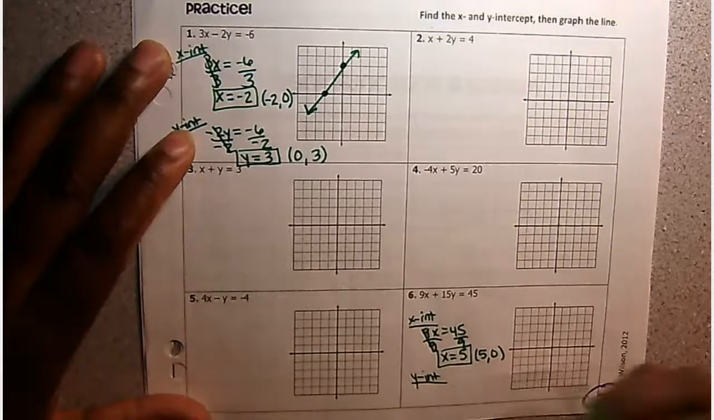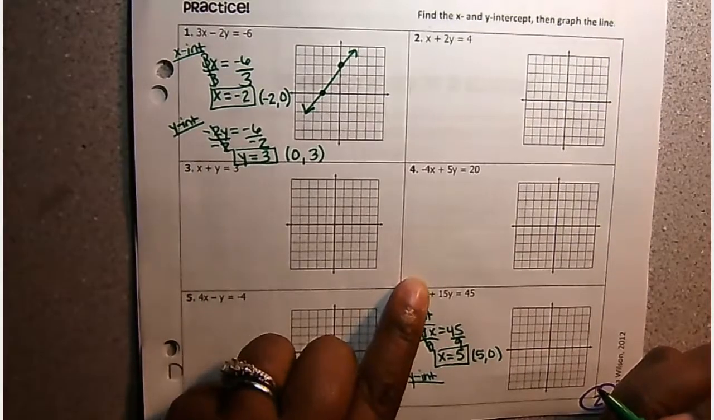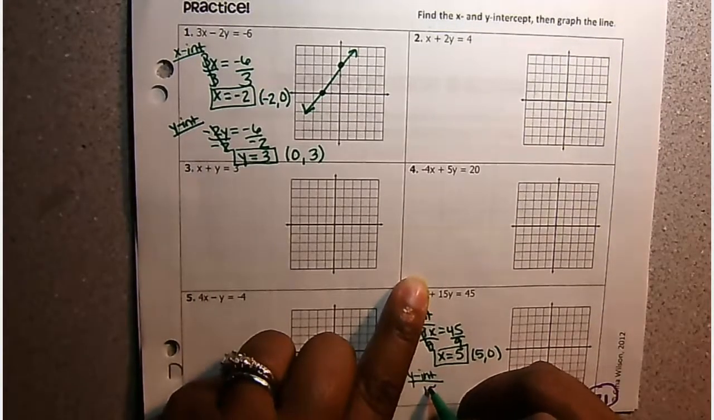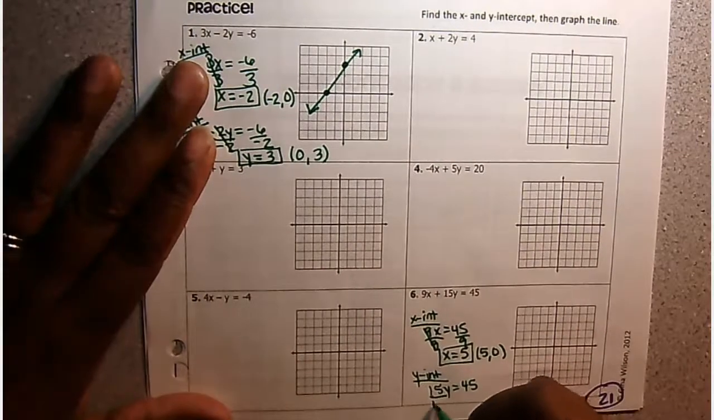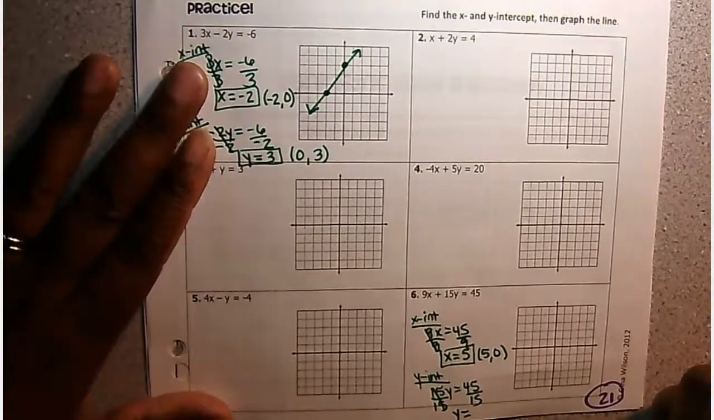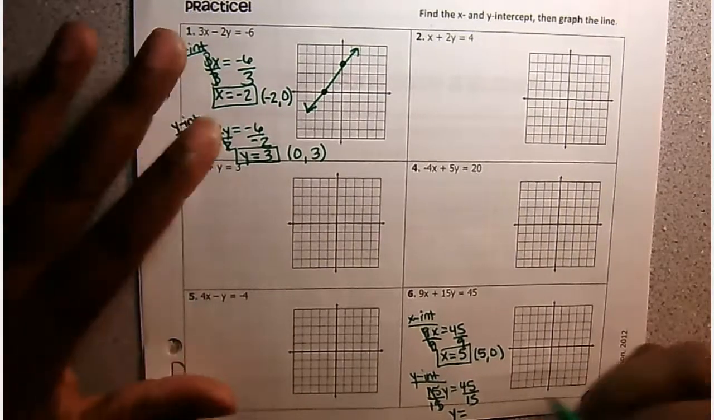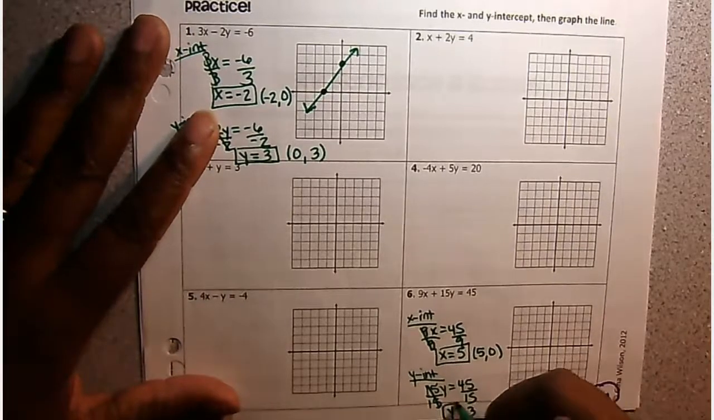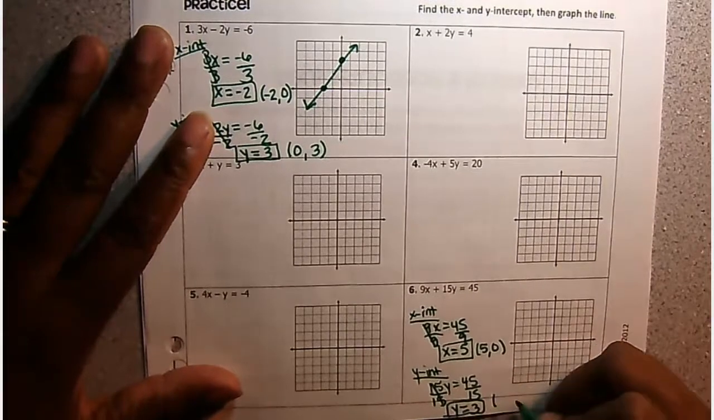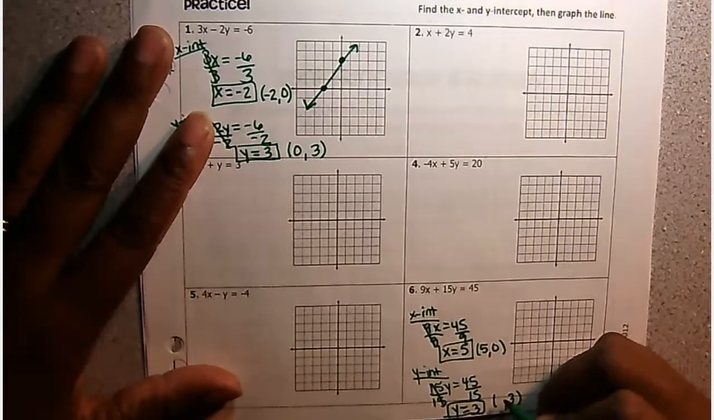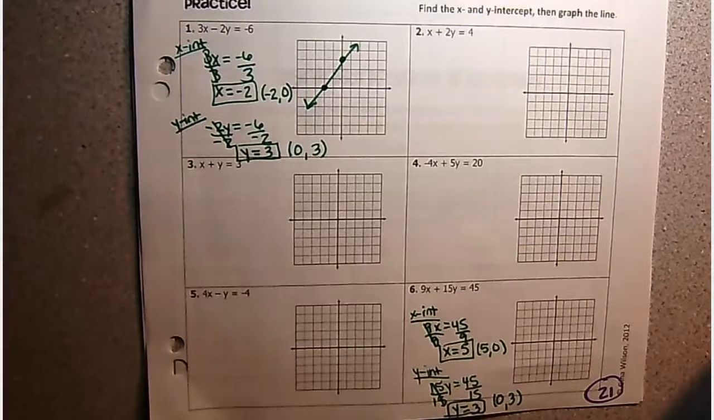Y-intercept, put my hand over the x term. 15y equals 45 is what I'm left with. Divide by my coefficient in front of y, so y is equal to 3. Okay, and so 3 is my y value. My x value is 0 because it's a y-intercept.